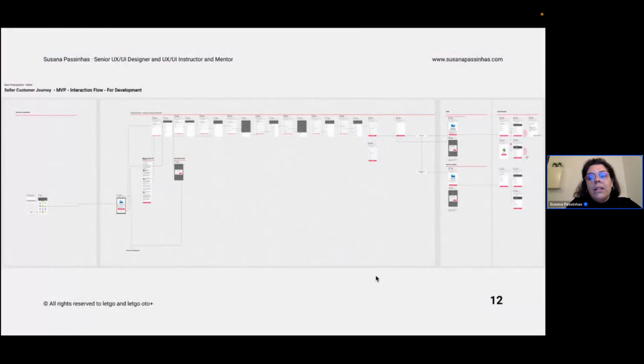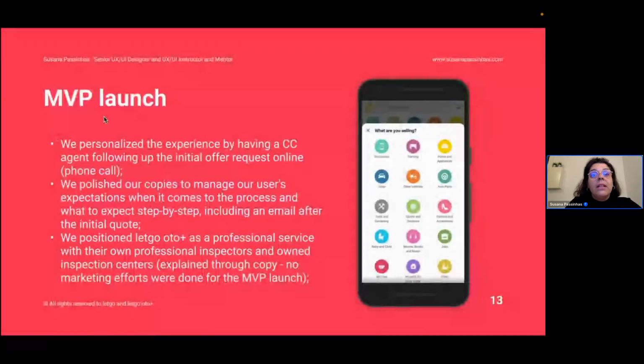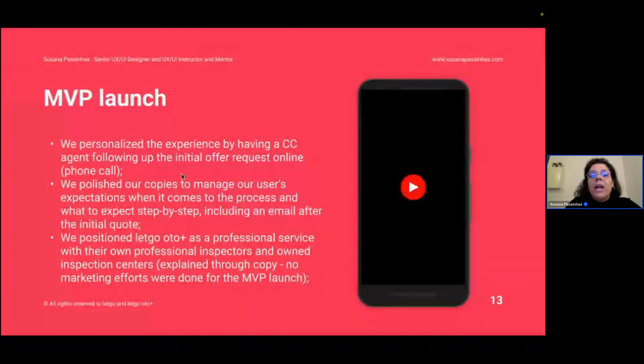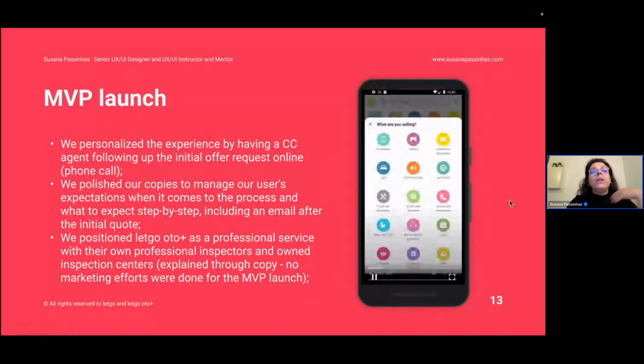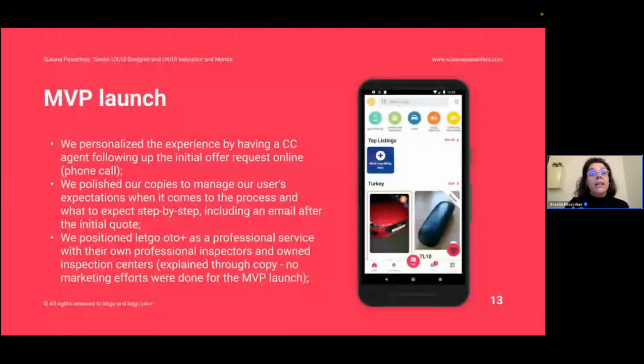Here you see the updated flow. Basically for this MVP launch, we personalized the experience by having a customer care agency following up the initial offer. They would call, so it would make it more personal. We polished our copies to manage our users' expectations when it comes to the process and what to expect, because this was all new for them, including an email after the initial quote. We positioned Letgo Auto Plus as a professional service with their own professional inspectors and own inspection centers. It was very important to be clear and to set ourselves up as trustworthy and professional, so people will start selling their cars to us.